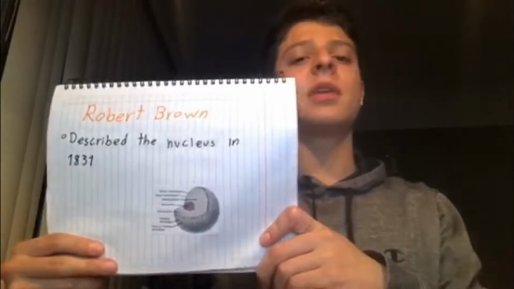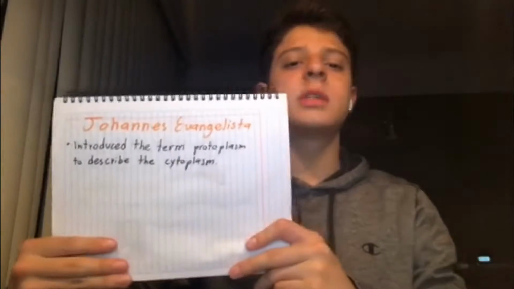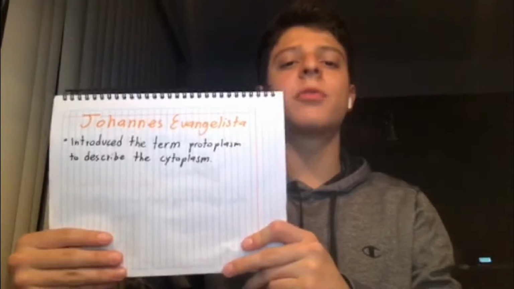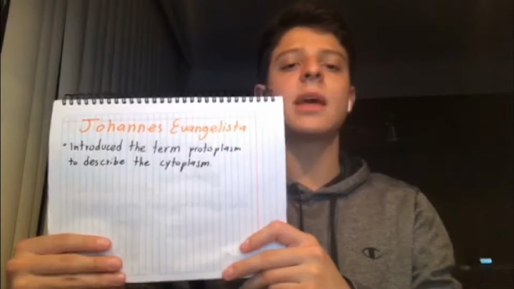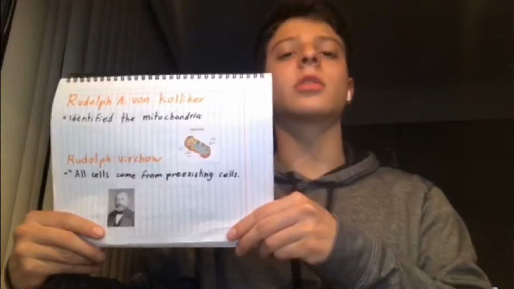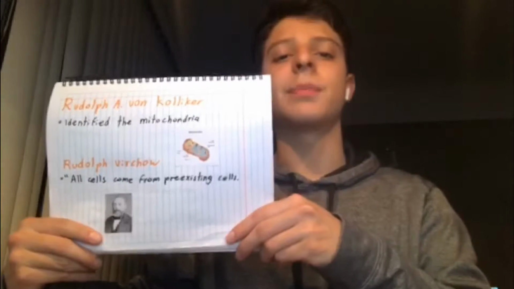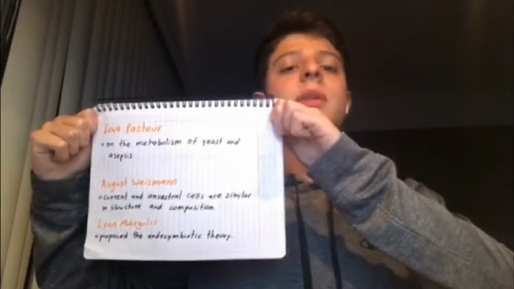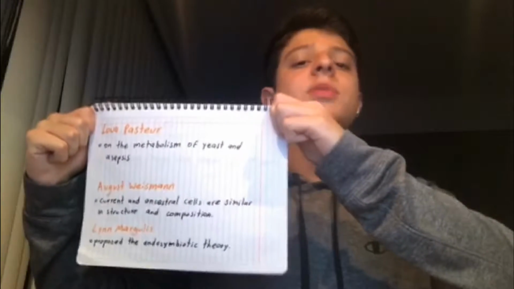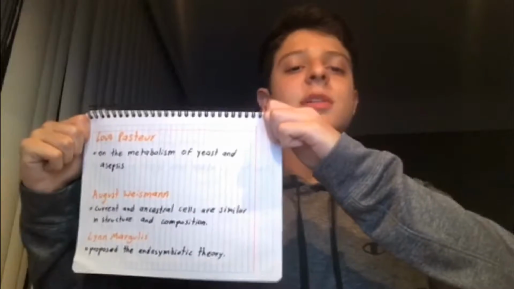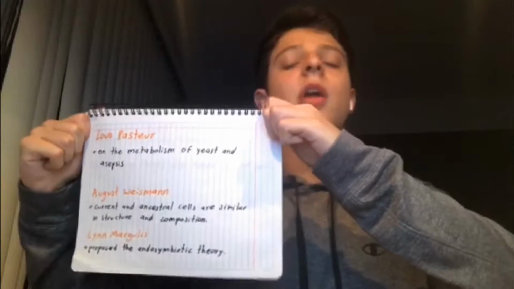Robert Brown described the nucleus in 1831. Johannes Evangelista introduced the concept of protoplasm to describe the cytoplasm. Rudolf A. von Kolliker identified the mitochondria. Rudolf Virchow: all cells come from pre-existing cells. Louis Pasteur worked on the metabolism of yeast and asepsis. August Weismann observed that current and ancestral cells are similar in structure and composition.